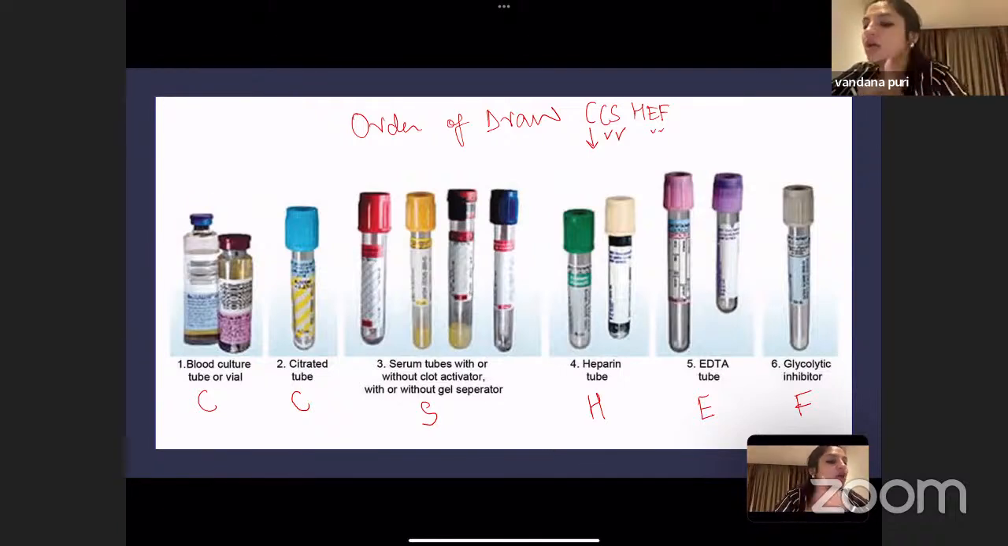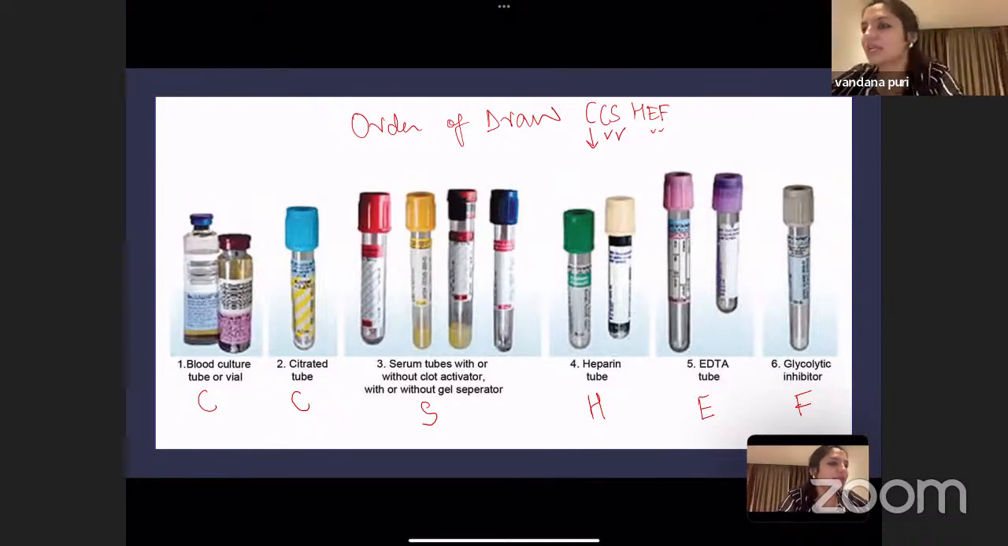Always remember, citrates are blue topped vacutainers, serums are red and golden top vacutainers, heparin is green top vacutainer, EDTA is lavender top vacutainer, and fluoride is gray top vacutainer. So the colors should be very clear to everyone.